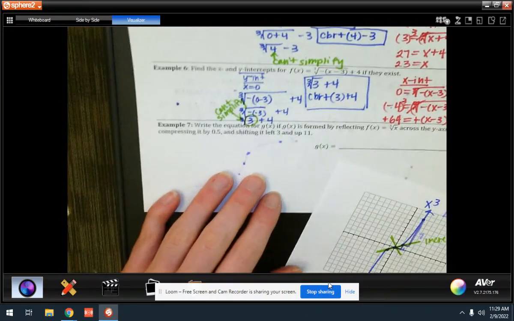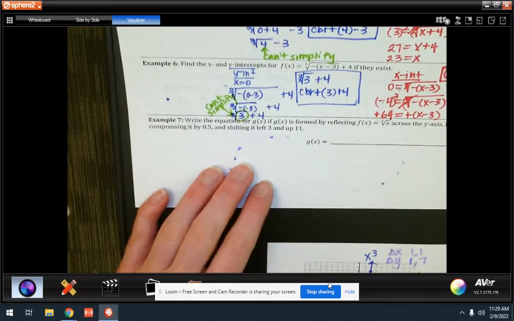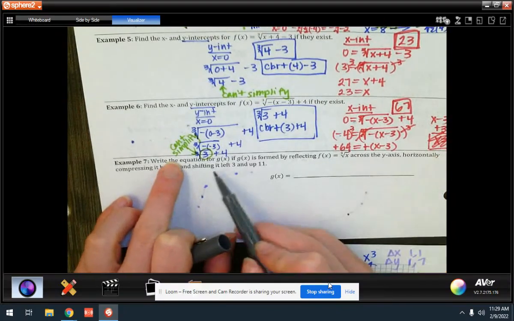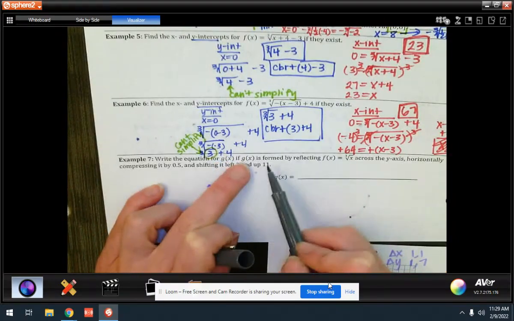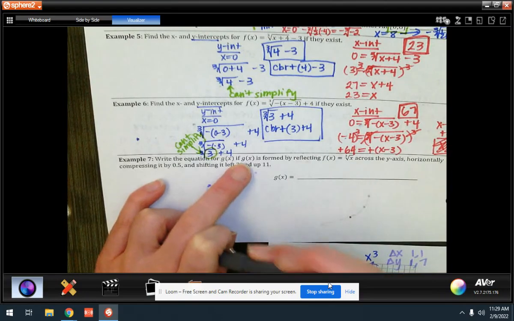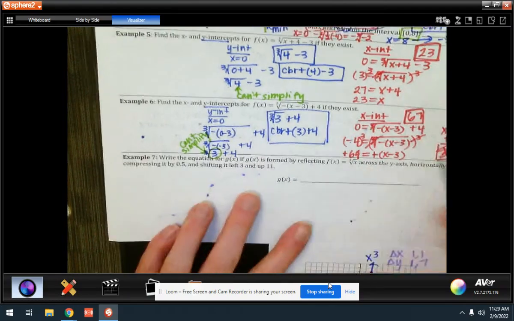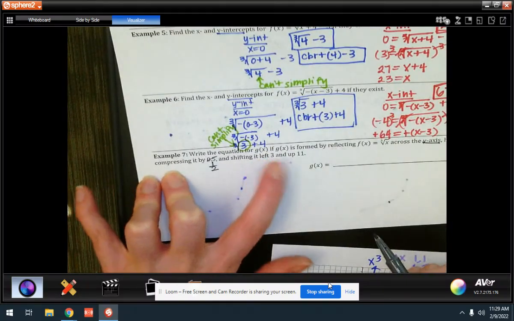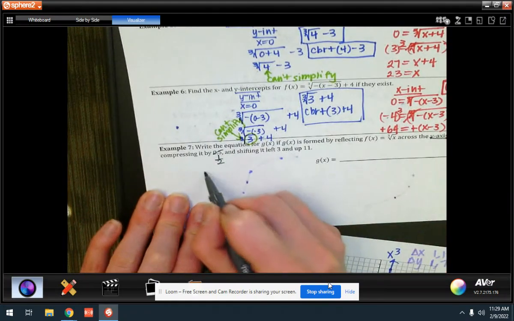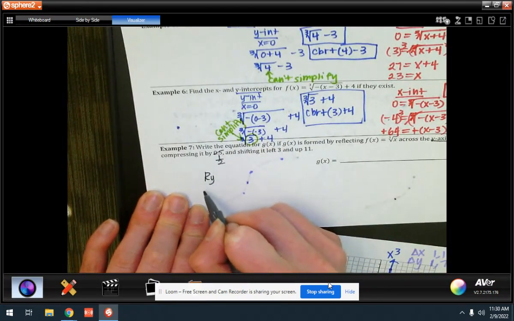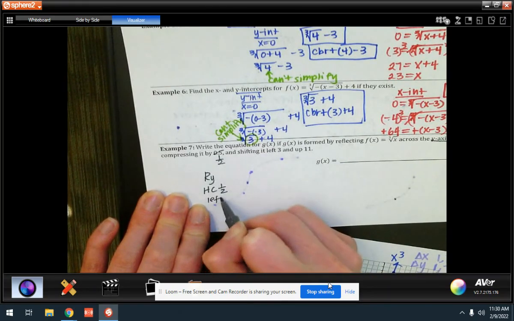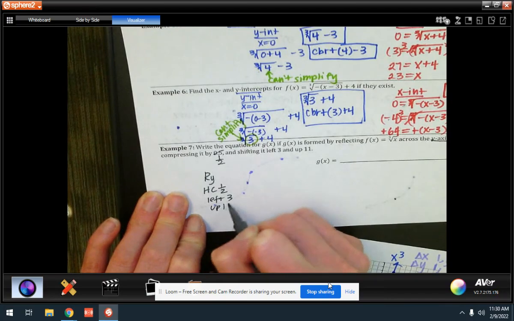Last one. Being able to write an equation given the transformation. So write an equation for g of x if g of x is formed by reflecting our cube root parent function across the y-axis, horizontally compressing by 1/2, and then shifting left 3 up 11. Okay, so we've got an RY. I like to see it written out. HC 1/2, left 3 up 11.